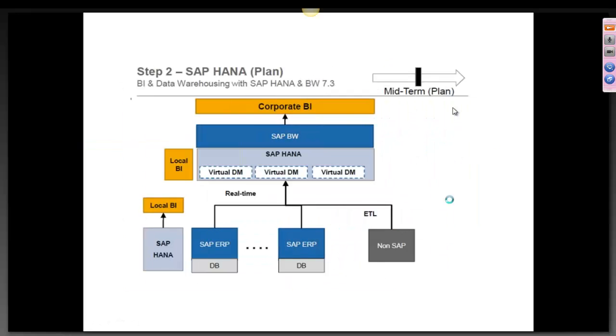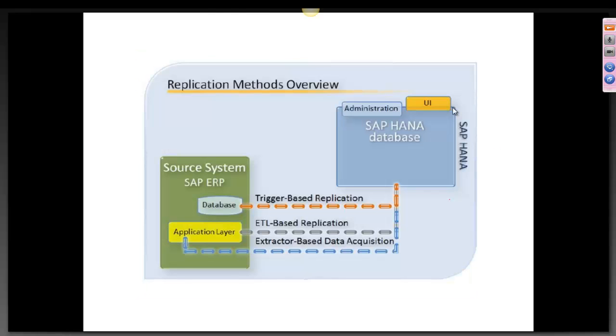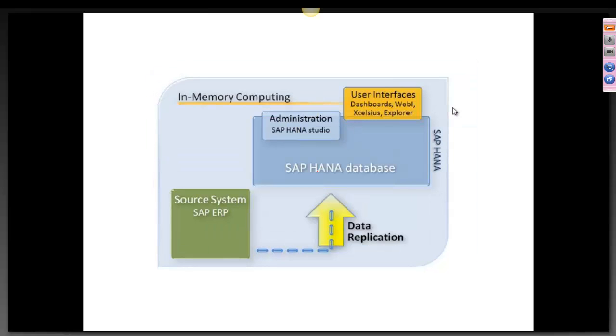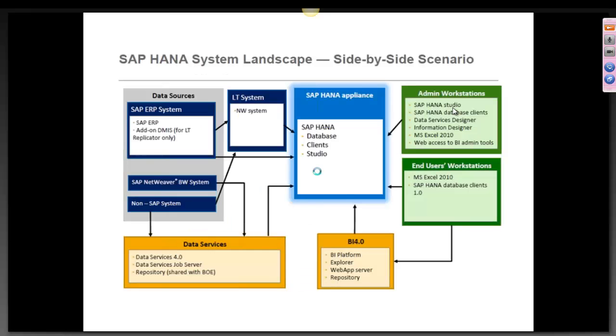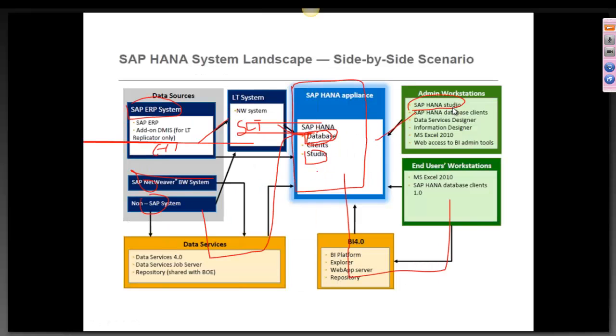I have a question here. Can you go back to the slide which we have seen before? Like you were saying, from the portal point of view, if a user wants to see the data on the web, how is the data accessed from the portal to the HANA database? What will be the path?